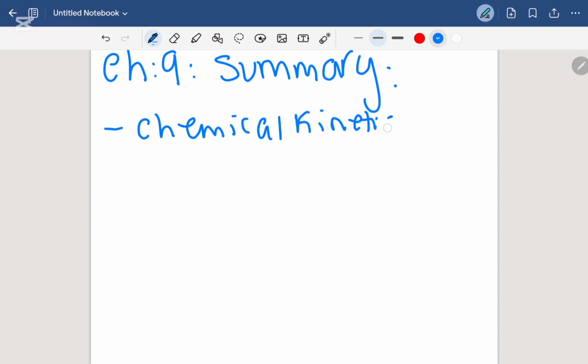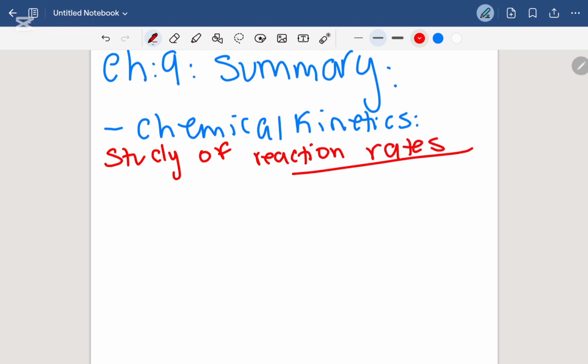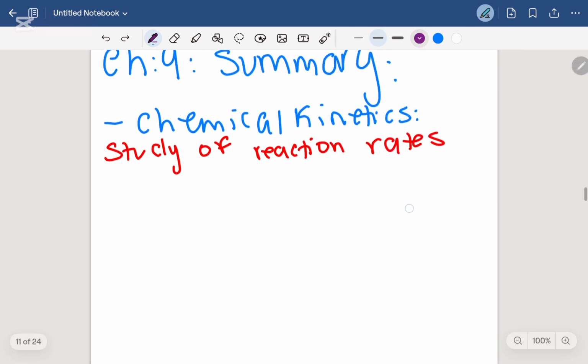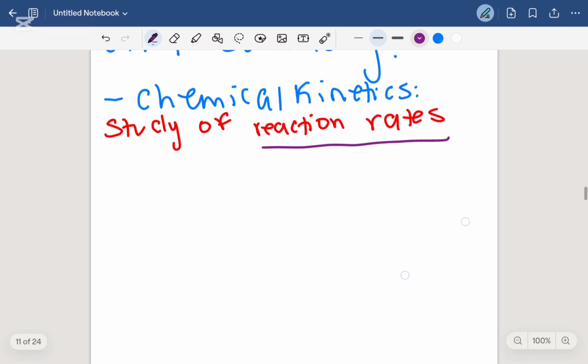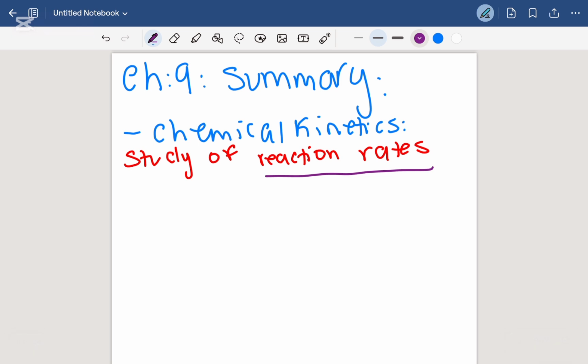Now, what exactly is chemical kinetics? Chemical kinetics is the study of reaction rates. Basically, anytime you see reaction rates, that means we are talking about chemical kinetics. Since our chapter is about chemical kinetics, just from the name, we can know that we're going to be studying the reaction rates and what affects them, how they slow down, how we measure them, and basically all of this in chapter 9. This is chemical kinetics, the study of reaction rates.